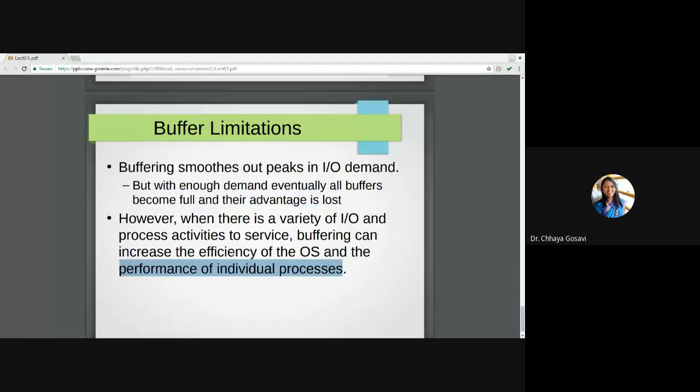Why use buffering? The first goal is to increase the efficiency of the operating system, and the second goal is to improve the performance of individual processes. If the wait time is reduced, then automatically the performance of the process improves.